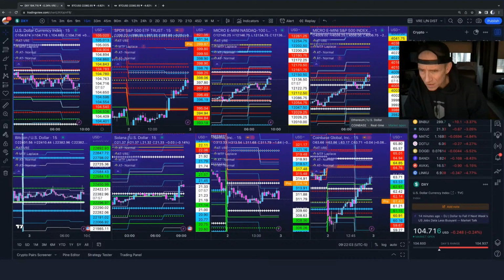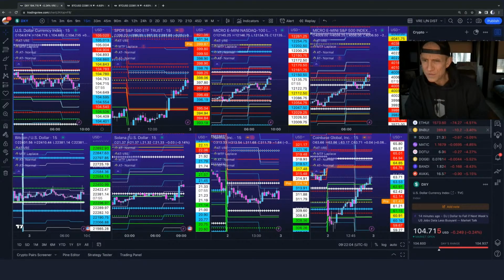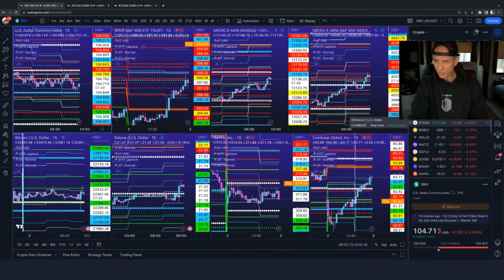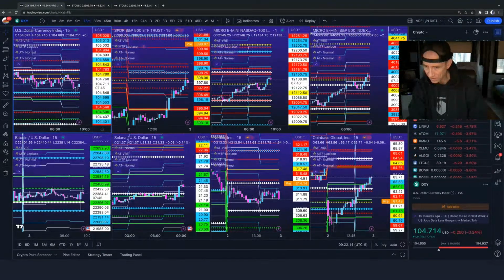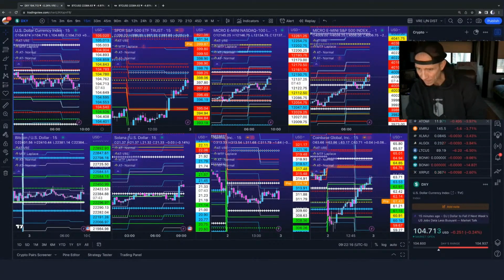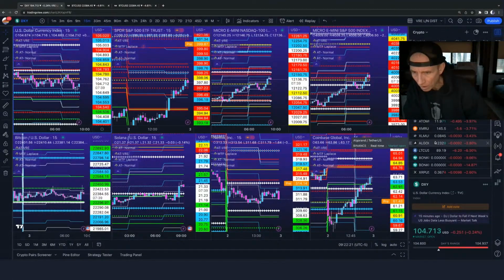Goodness gracious. And ETH, right? ETH is down too, yeah, 4.5. Bitcoin and ETH down about 4.5%. Band got wrecked, 8%, 9% down. Litecoin down 6.5. Bonk. Bonk is bonked.